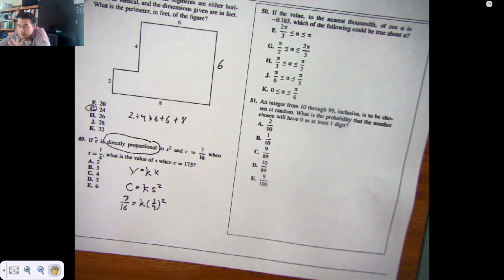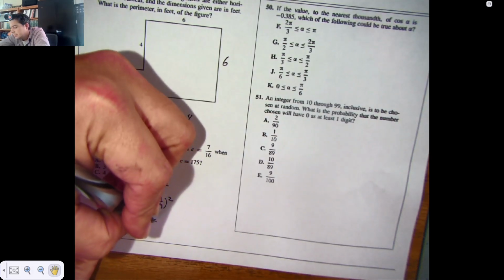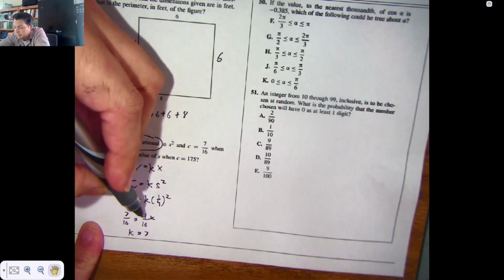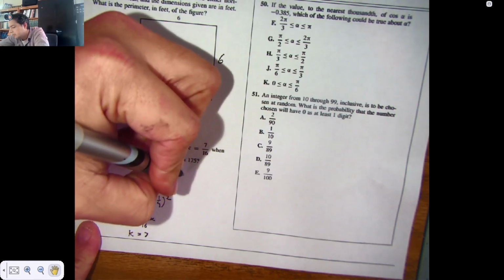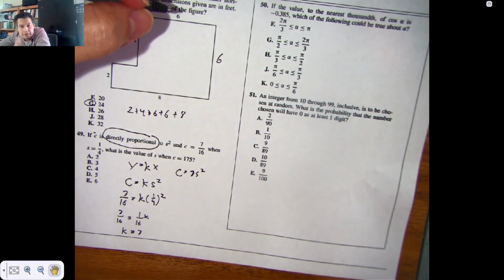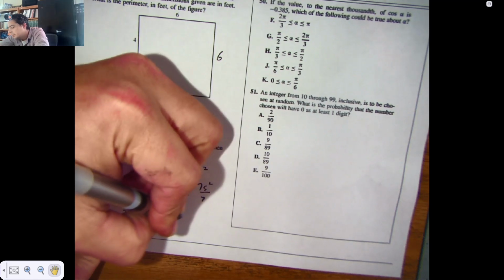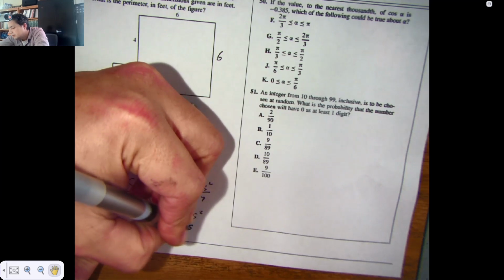So I plug stuff in. This would be 7/16 equals 1/16 of k, which means that the k value is 7, because I multiplied by 7 for equality. So now that I have that, I have an equation. C is 7 times the quantity S squared. This is what is the value of S when C is 175. 175 is 7S squared. Divide out 7, I believe I get 25, and the S value is 5. Boy, those look a lot alike.